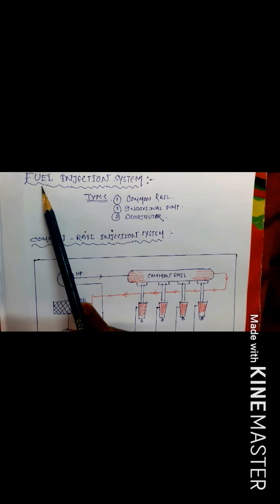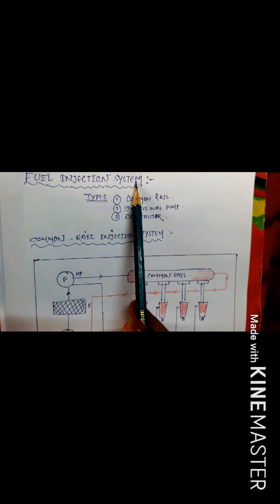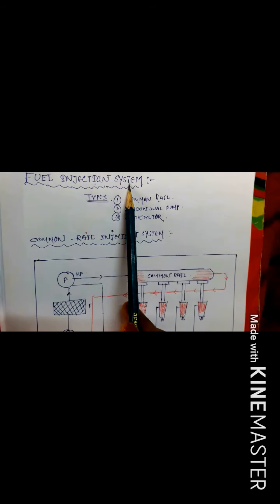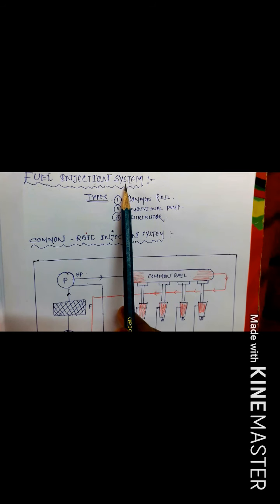Okay, good morning. Today I am going to discuss the fuel injection system. We already discussed the various components of a diesel engine power plant: the engine, air intake system, air exhaust system, fuel supply system or fuel storage system, etc. Today I will discuss the fuel injection system. We know that the fuel injection system is the heart of the diesel engine power plant.